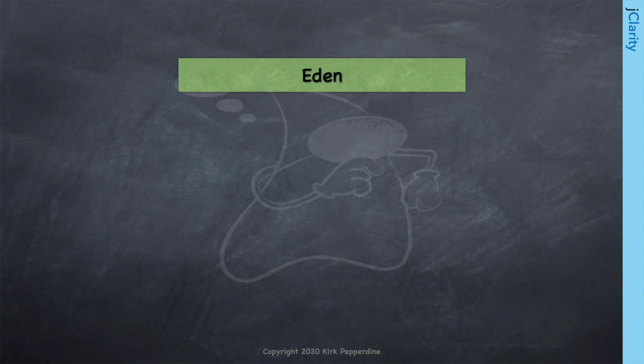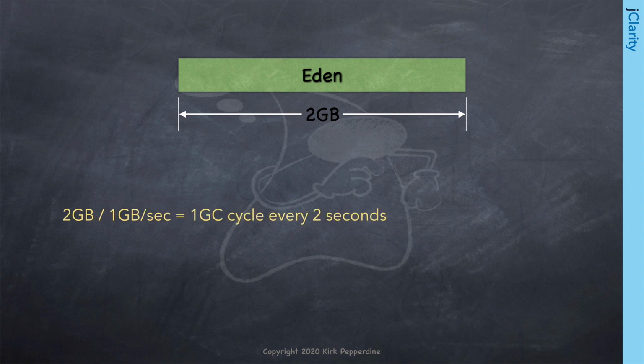In this story of allocators and garbage collections, the allocators are involved, but it's the garbage collector that's committed. So why is the pig committed? Well, if you look at Eden, let's say that we have its size to be 2 gigabytes. And let's also say that we have this 1 gigabyte per second allocation rate. If you do the math, that means we're going to end up with 1 GC cycle every 2 seconds.